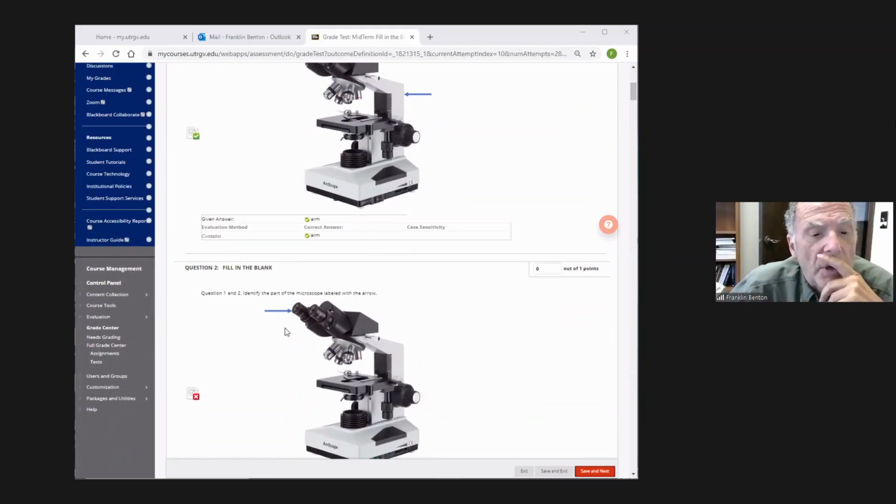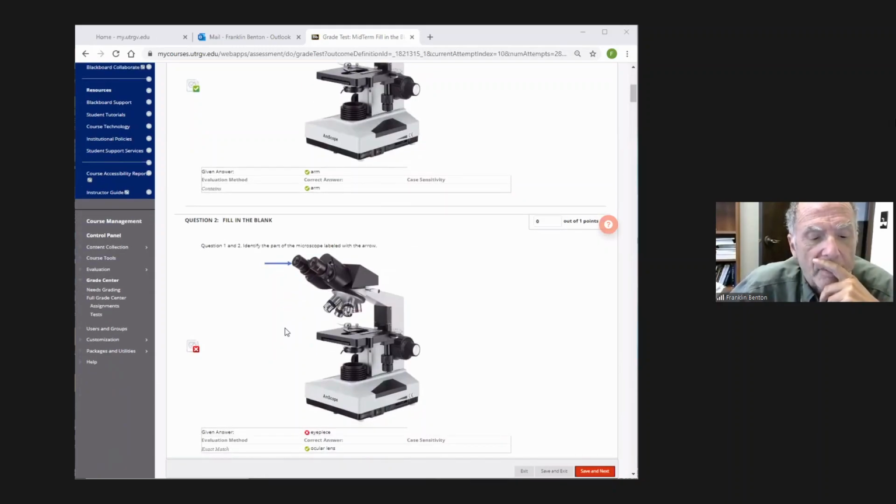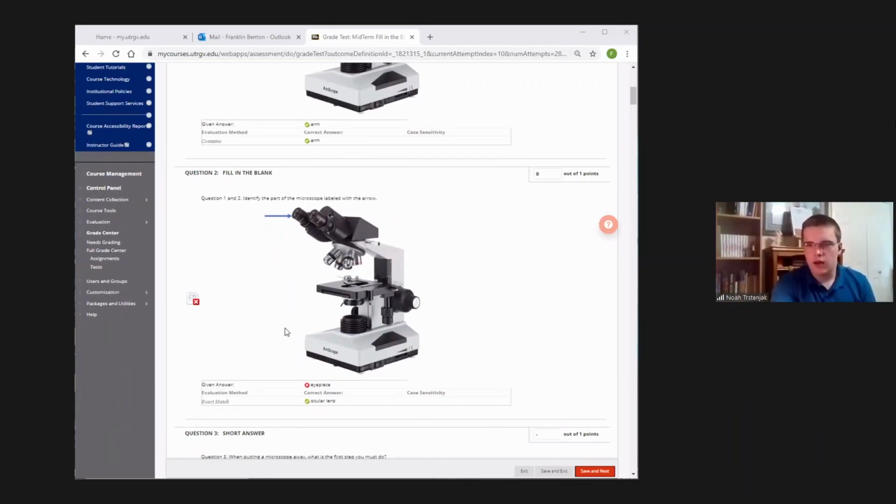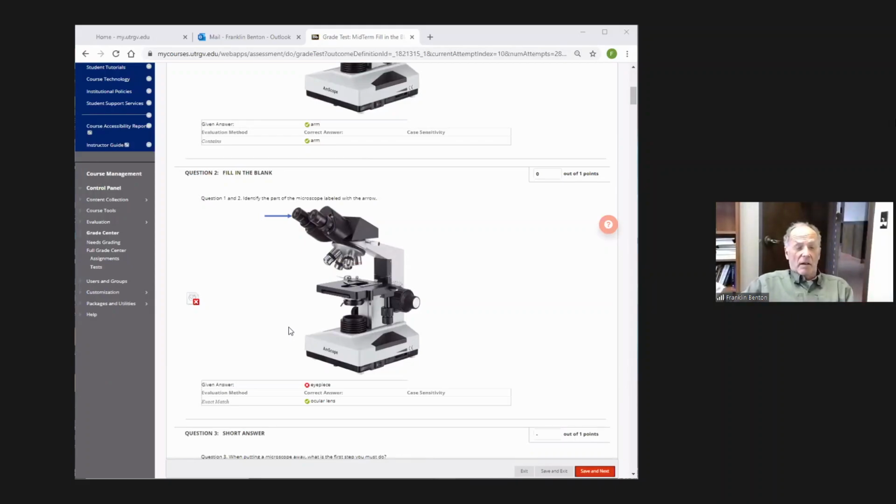Question 2. Identify the part of the microscope. What is that? The ocular lens. Now, I've got to consider whether I'll take eyepiece, but I'll wait to the end to decide that. Let me write it down, though.